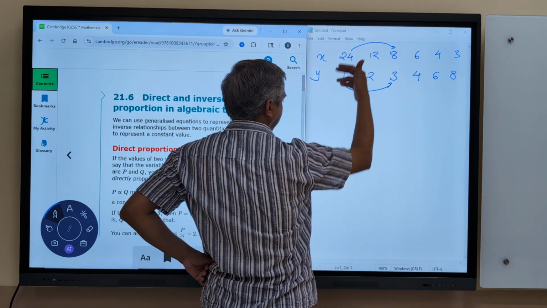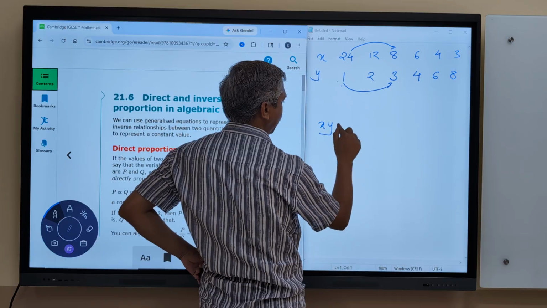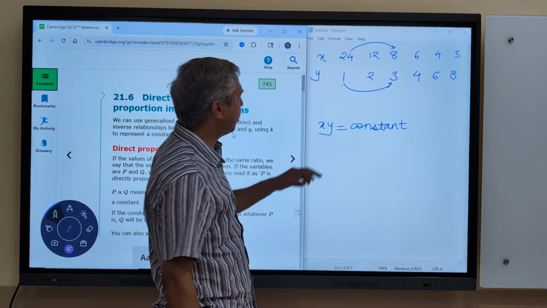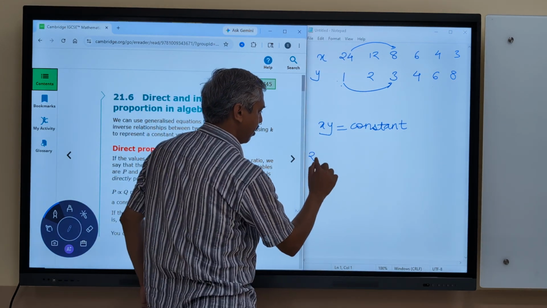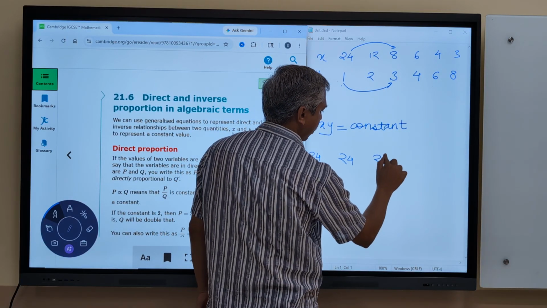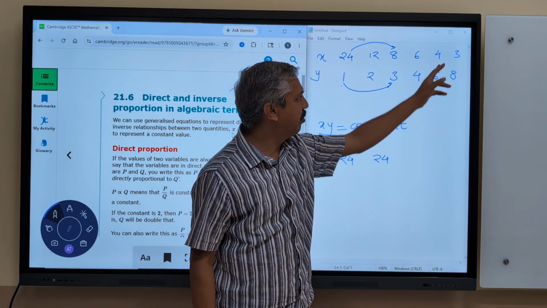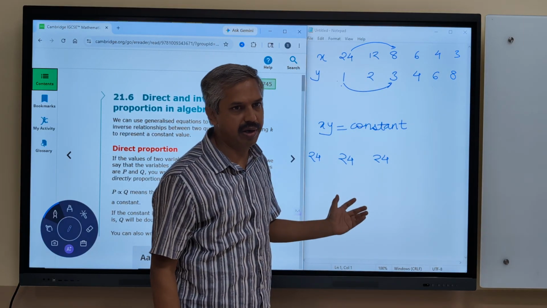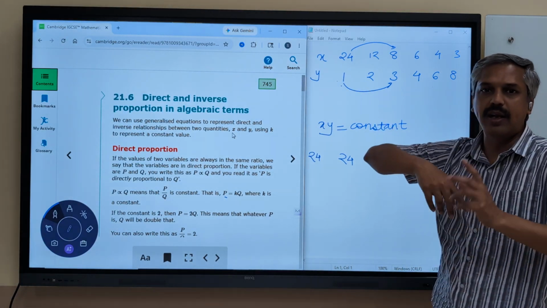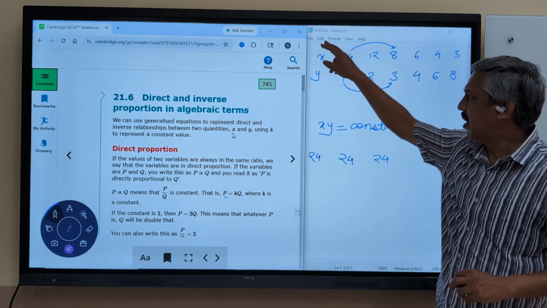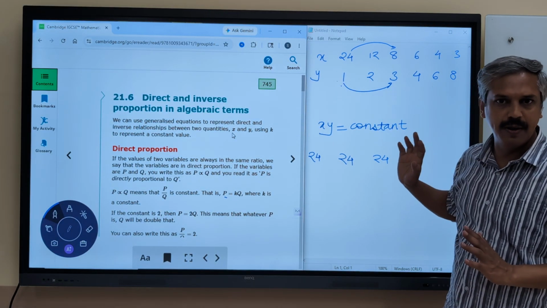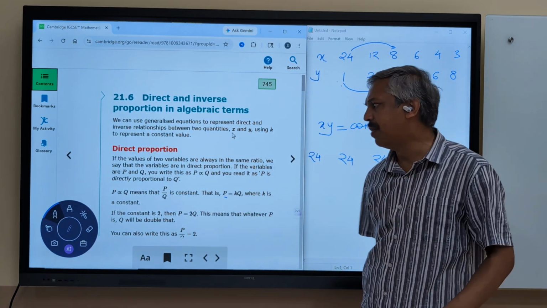And the test to check if they are in inverse proportion is that x into y must be constant. So we'll check 24 into 1, 12 into 2, 8 into 3, 6 into 4, 4 into 6, 3 into 8, and all of them are equal to 24. So if the product of the two terms is constant, then these two terms are inversely proportional to each other. If their ratio is constant, they are in direct proportion. If their product is constant, they are in inverse proportion. That's the basic that we need. We'll solve some numericals based on that.